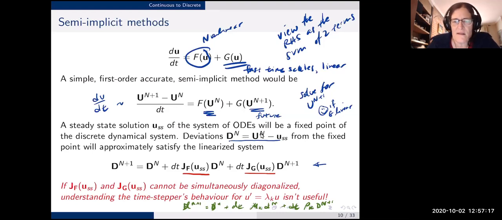But if I can't simultaneously diagonalize, then understanding how the time stepper behaves for a single ODE isn't useful. This means that all of the techniques built up in the numerical analysis books for multi-step methods and Runge-Kutta methods don't help understand the stability, because I have a system which cannot be diagonalized. And this is something that happens precisely because I'm doing semi-implicit methods.